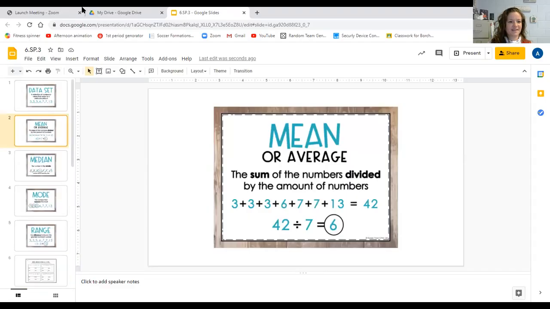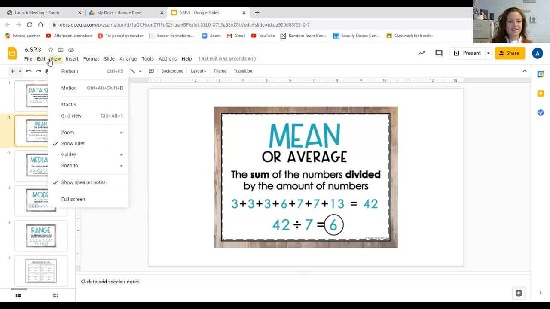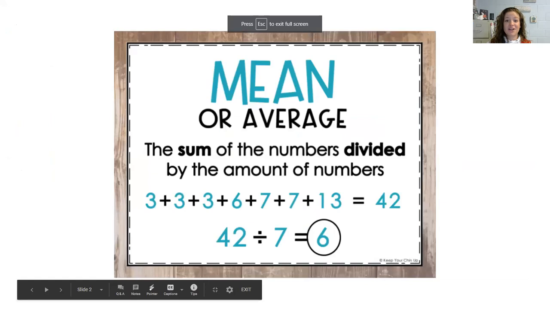Hey guys, today we are going to be working on some statistics: mean, median, mode, and range, and learning how to do this to get a single number out of a group or a set of numbers. All right. So let's start with mean.